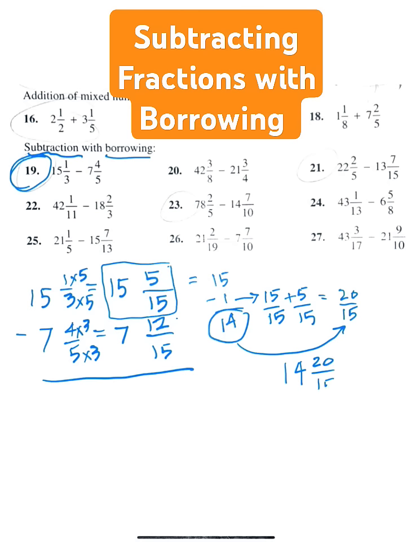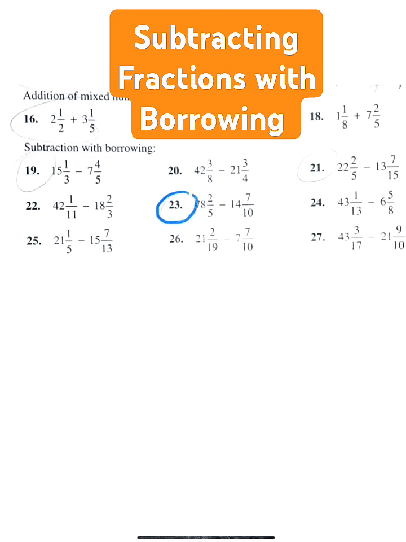15. Now I can subtract minus 7 and 12 over 15. 14 minus 7 gives me 7, and 20 minus 12 gives me 8, all divided by 15.